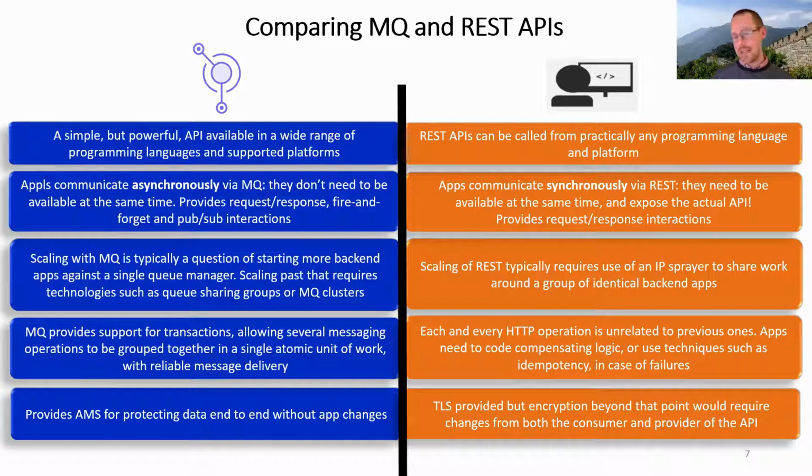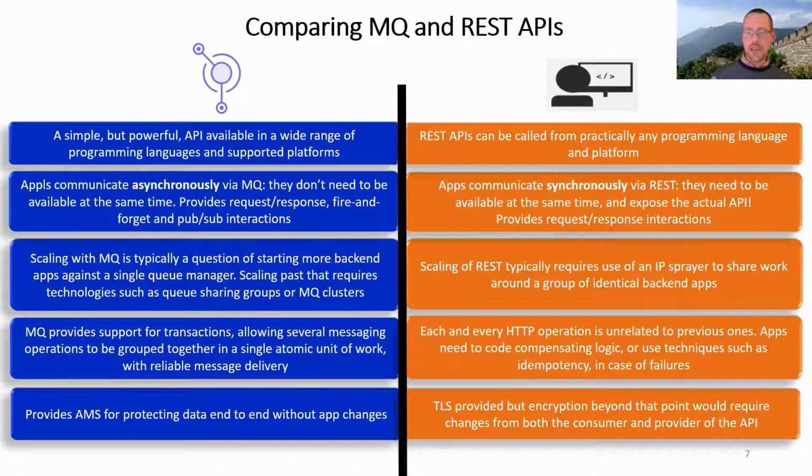From a REST perspective, scaling's quite different. It's actually in a way simpler. You basically stick an IP sprayer in between your requesters and the actual thing that provides the REST API, and that sprays the work across the available set of backends. So they've got quite different approaches to scaling.